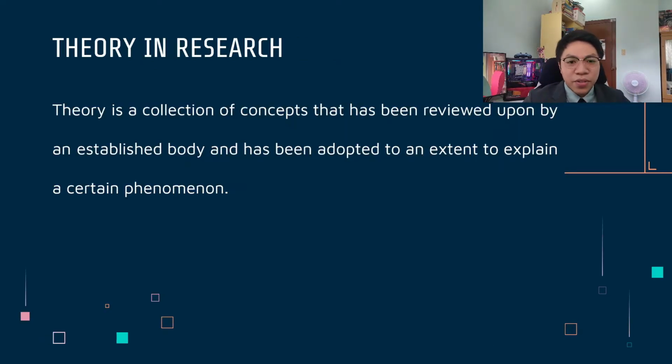Now, how does theory affect research? So theory is a collection of concepts that has been reviewed upon an established body and has been adopted to an extent to explain a certain phenomena, kind of like the theory of relativity, for example.